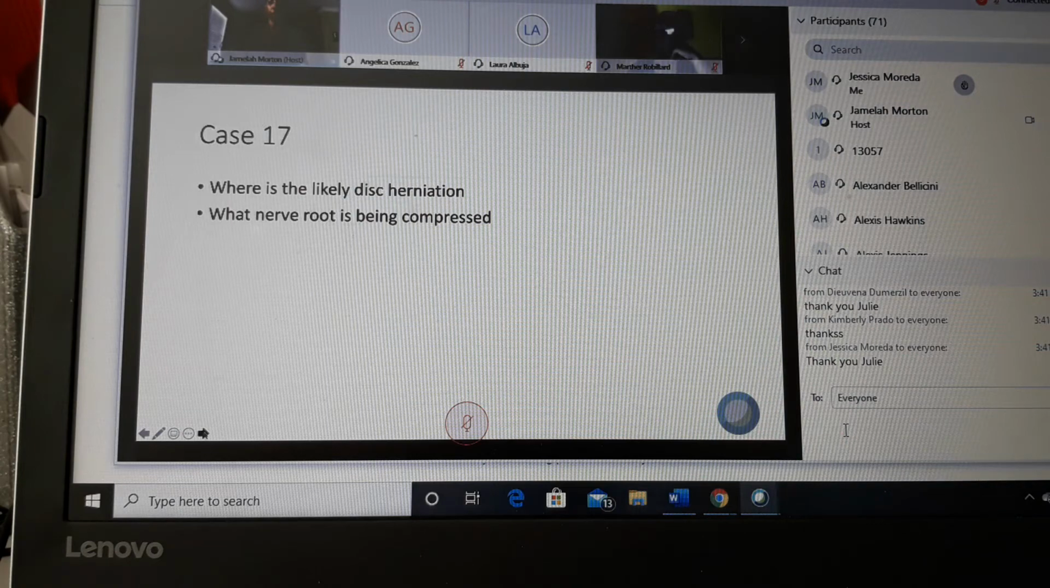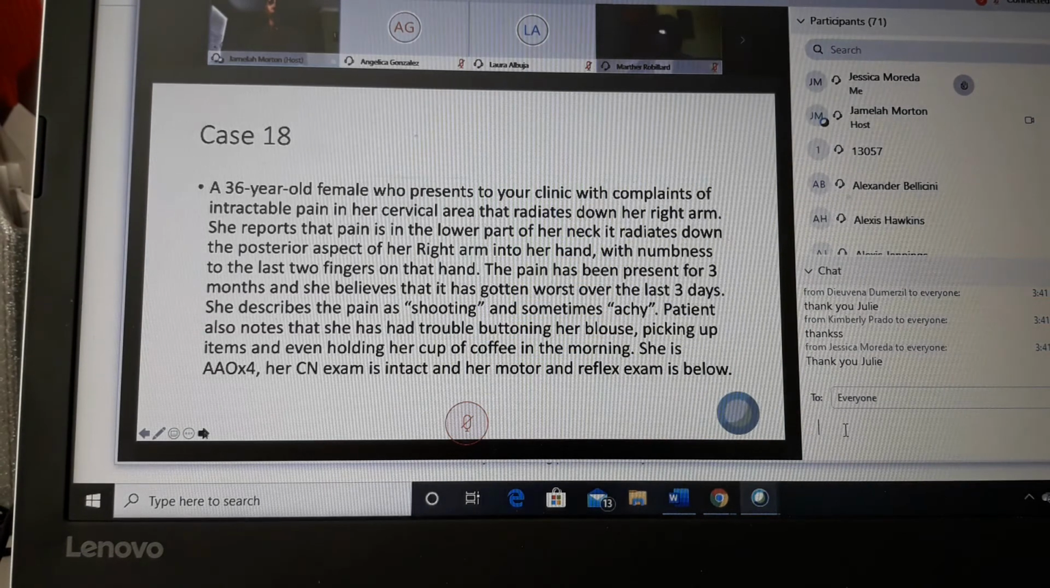I think we already said this one was C6. All right. 36-year-old female presents to your clinic with complaints of intractable pain in her cervical area that radiates down her right arm. She reports the pain is in the lower part of her neck, radiates to the posterior aspect of her right arm into her hand with numbness of the last 2 fingers on that hand.